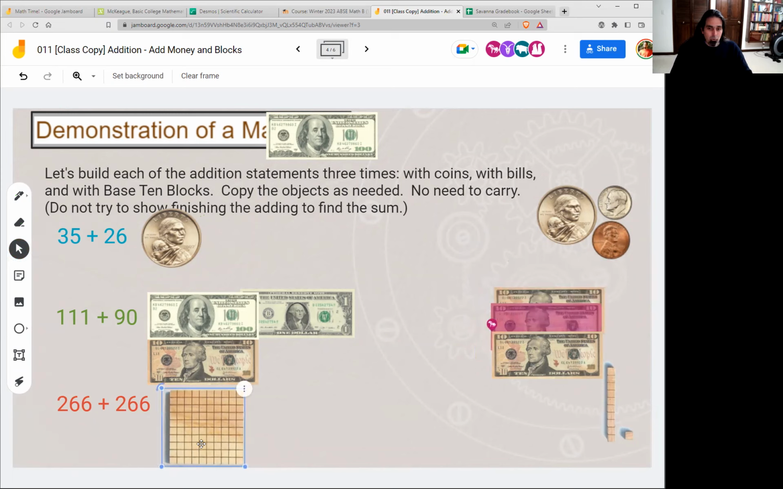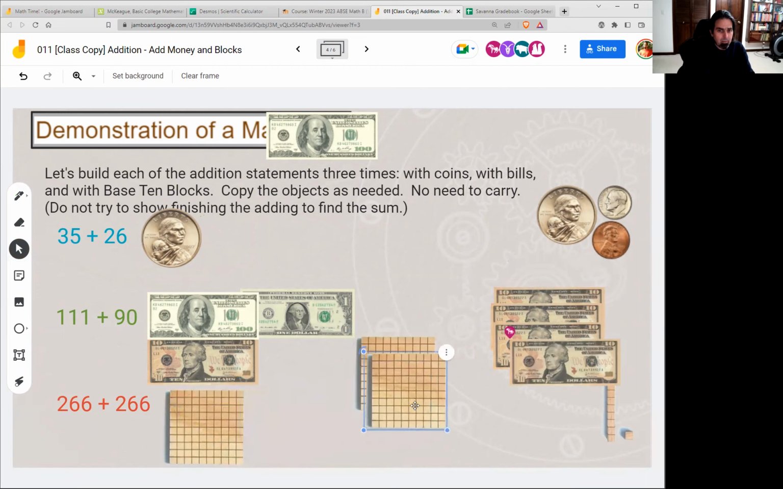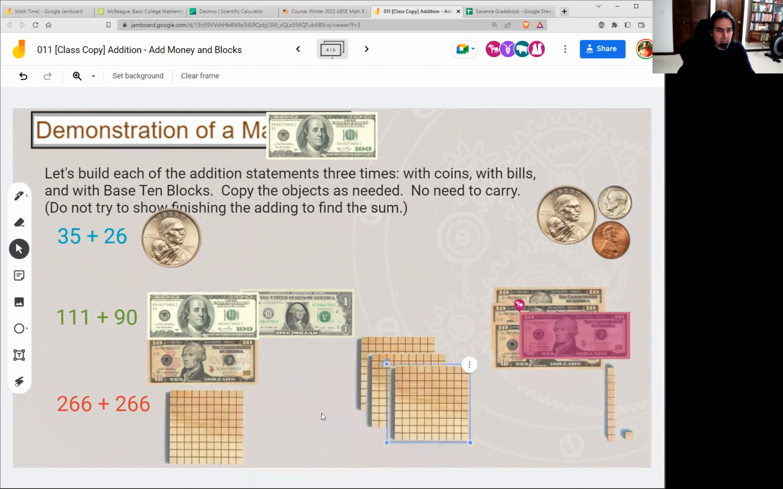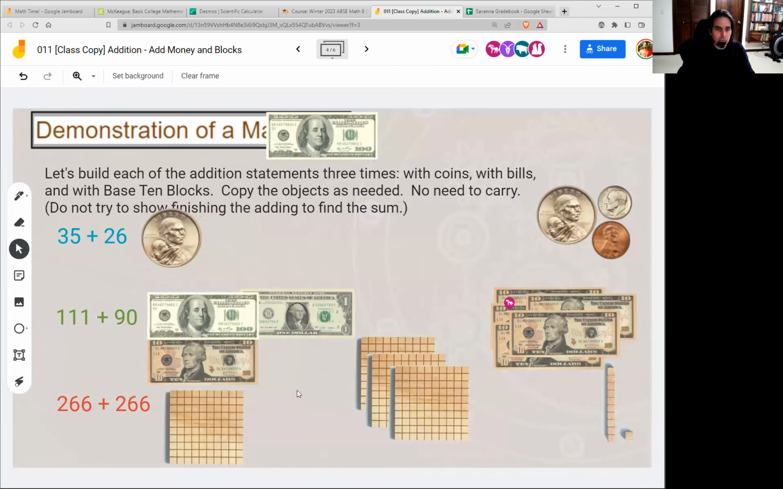So how many 100 blocks do you want, Savannah? I see you typing in text chat. 4. Okay, now you have 4.